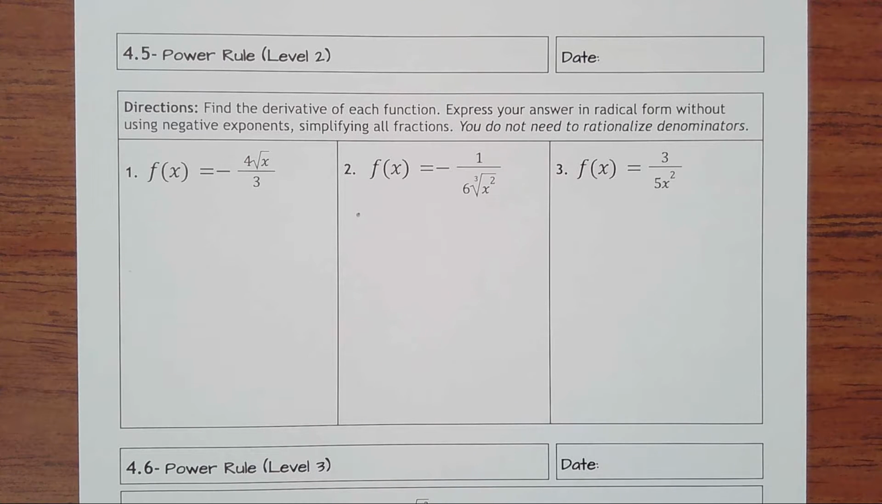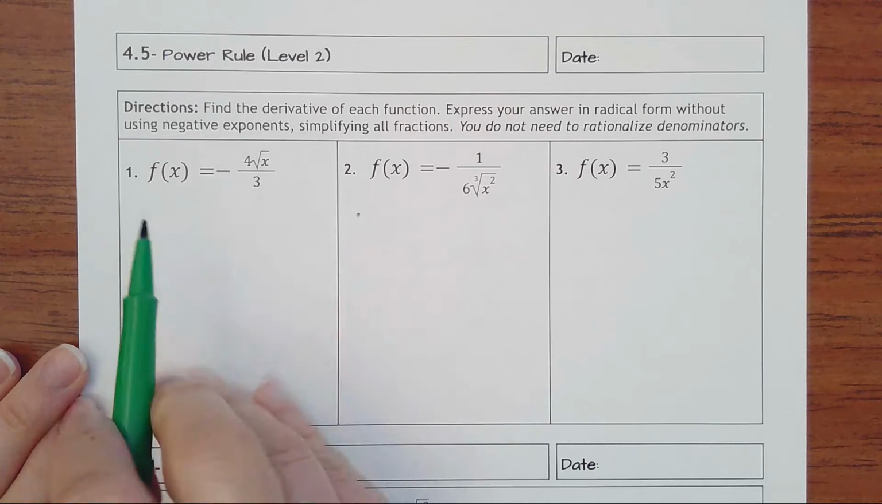4.5, power rule level 2. We're still finding the derivative, but these have radicals in it, or maybe have an exponent in the denominator of a fraction. So our first job is going to be to rewrite this function.